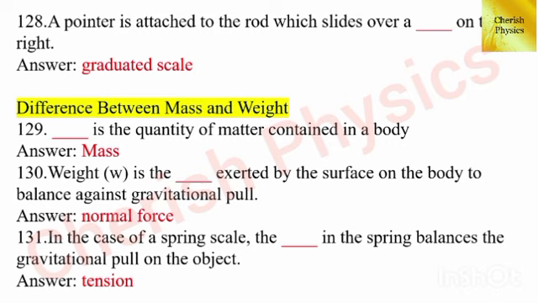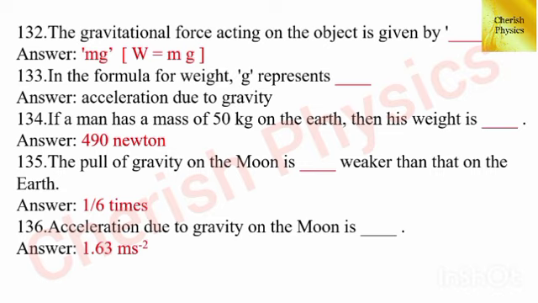Normal force. In the case of a spring scale, the tension in the spring balances the gravitational pull on the object. The gravitational force acting on the object is given by mg, that is W equal to mg. In the formula for weight, g represents acceleration due to gravity. If a man has a mass of 50 kg on the earth, then his weight is?